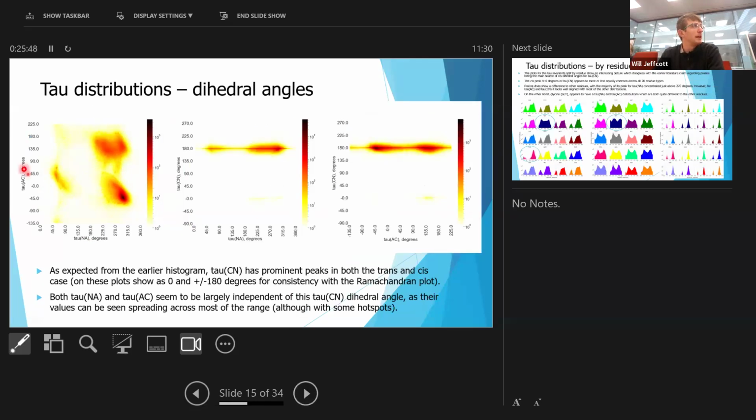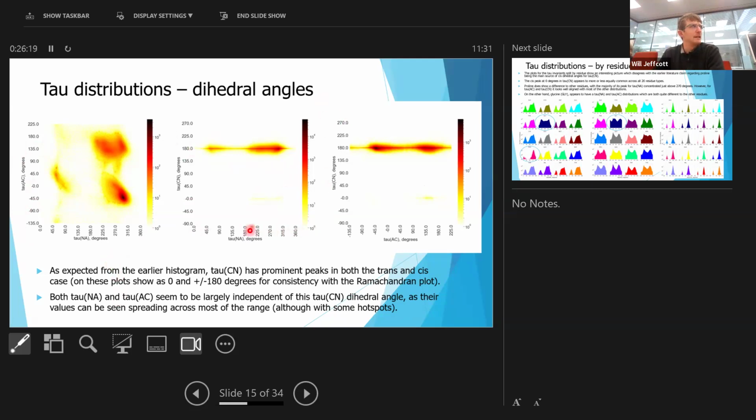But we can go even further than that, and plot all three combinations. So we'll consider the omega angle as well and plot all three combinations. We've changed the ranges slightly to reflect these new ranges that we're using, but that is the standard Ramachandran plot on the left. And then we've got the other two combinations.